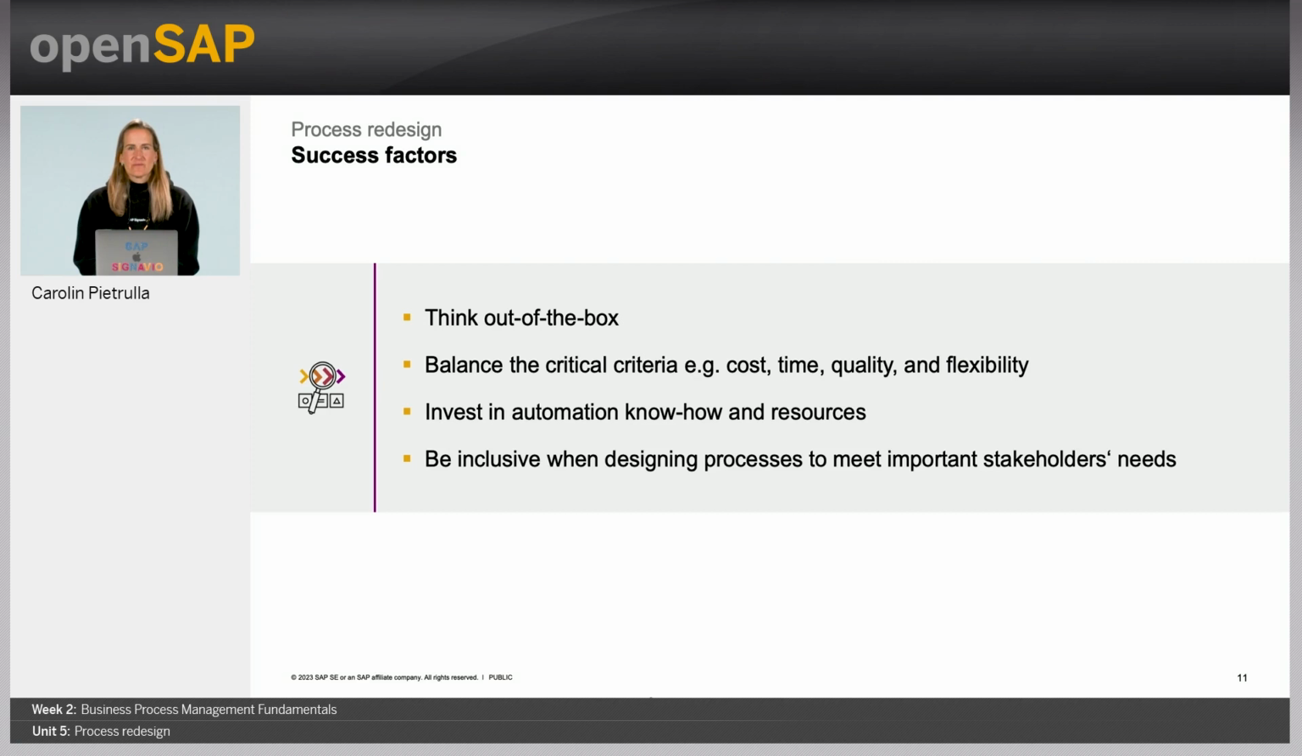Okay, so let's summarize the important success factors of process redesign. Redesigning a process is the creative part of BPM, so force yourself to think out of the box. Balance and prioritize the critical criteria: cost, time, quality, and flexibility. Do invest in automation know-how and resources because it may create an unforeseen competitive advantage. Also, be inclusive when designing processes to meet everybody's needs.